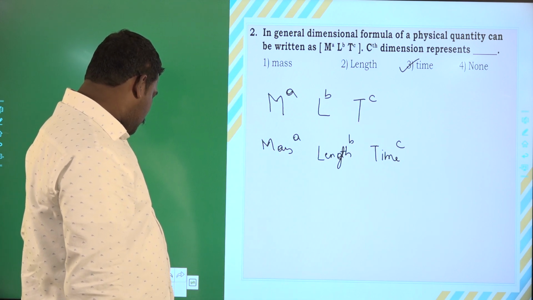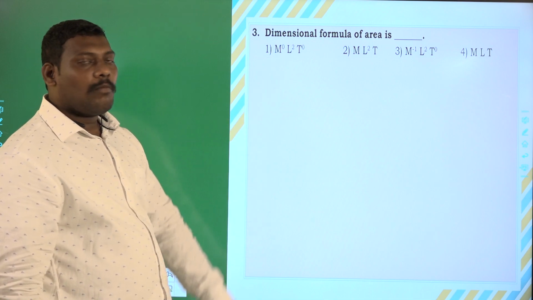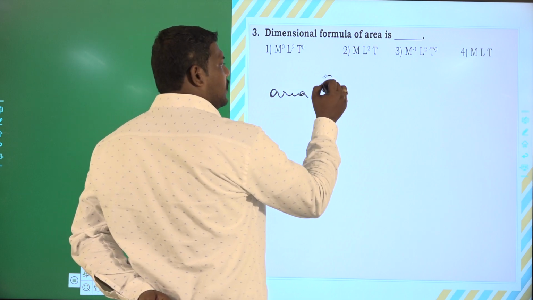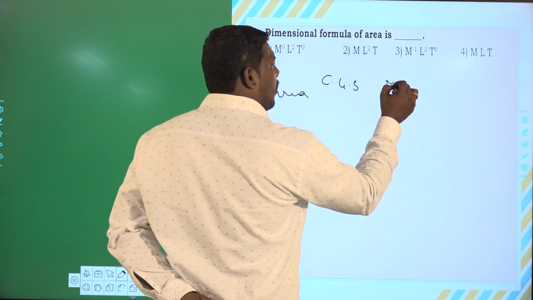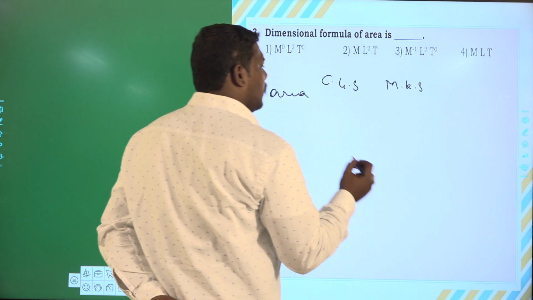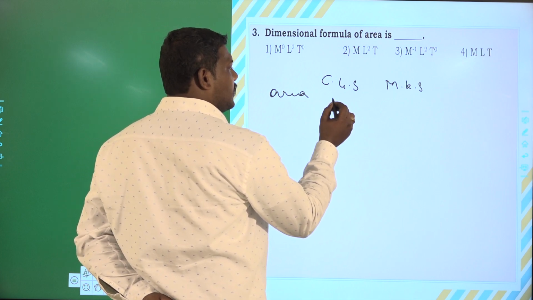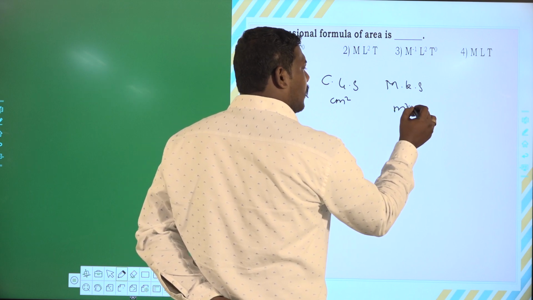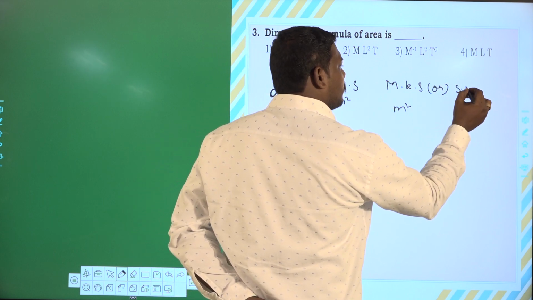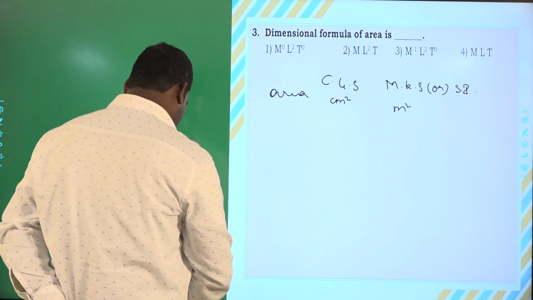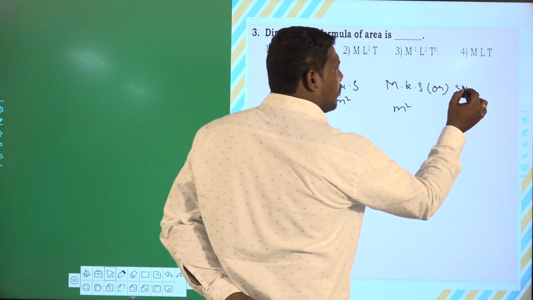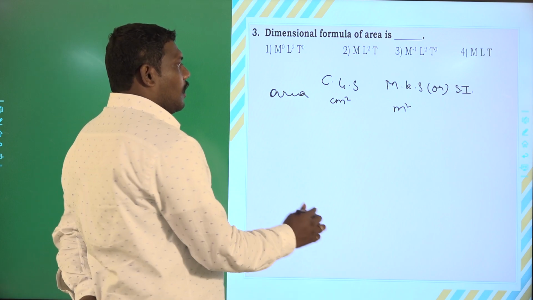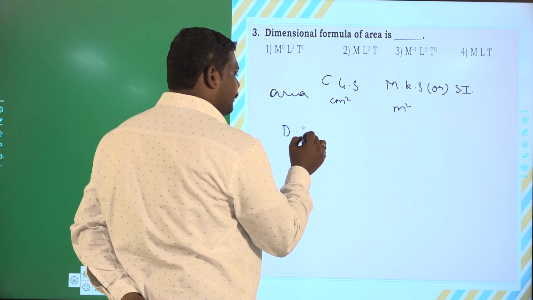Okay, next, the dimensional formula for area. Now let us see the unit of area. The unit of area in CGS is centimeter square. The unit of area in MKS or SI system is meter square. Okay, now let us write the dimensional formula.